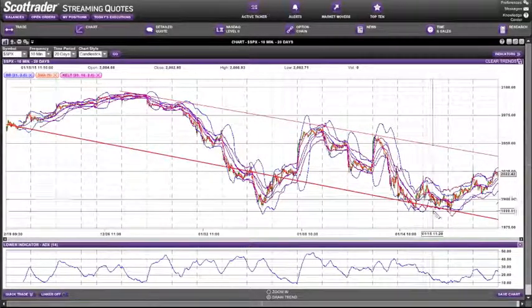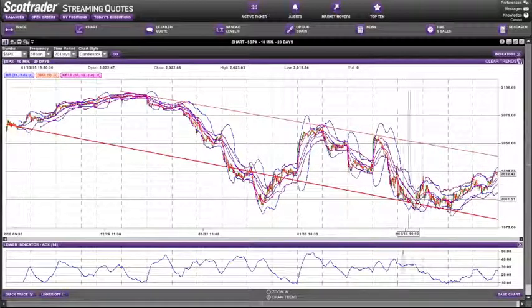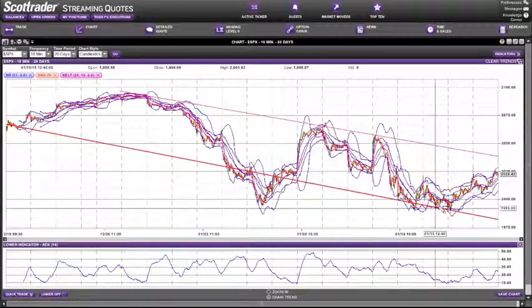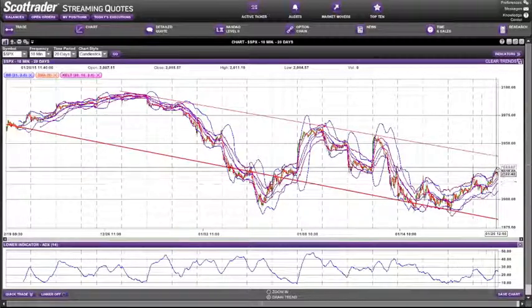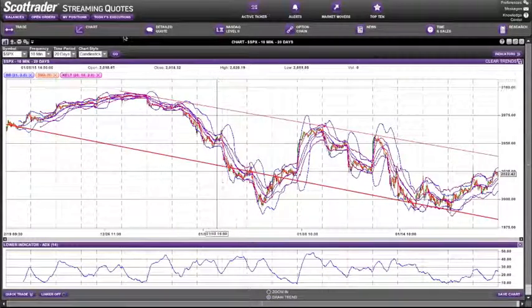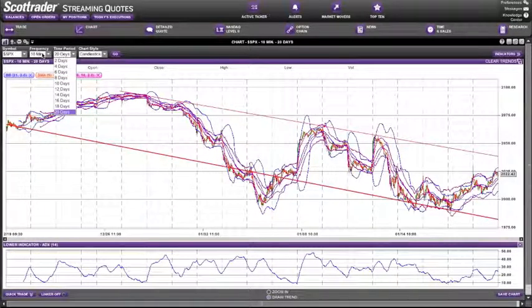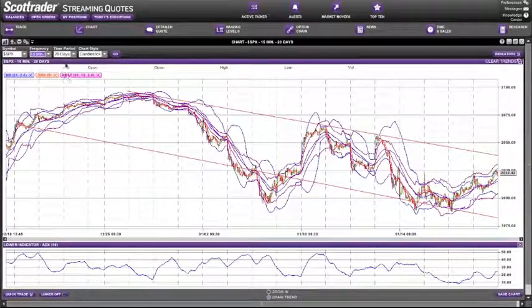But I mean, you got a little bit of, it's not really head and shoulders, cup and handle. Hmm. See what the 15 looks like. Same thing.